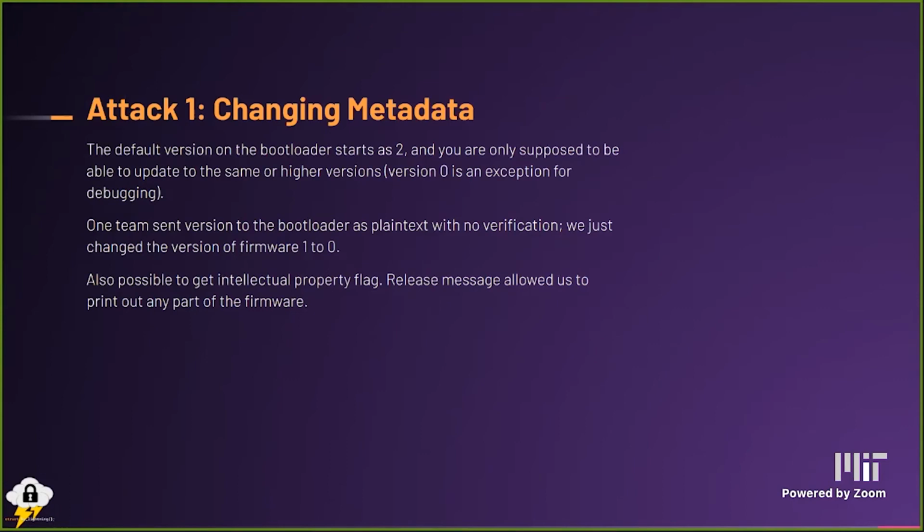A version rollback is when a version is installed that shouldn't be, which is any version that is before the current one. We were able to change the version from 1 to 0 in the firmware file, and it installed and we got the flag. We used the same method to get the intellectual property flag, which is being able to read data within the protected firmware. The release message was determined by the size, and we could easily change that. This exploit allowed us to output many parts of the memory very easily.